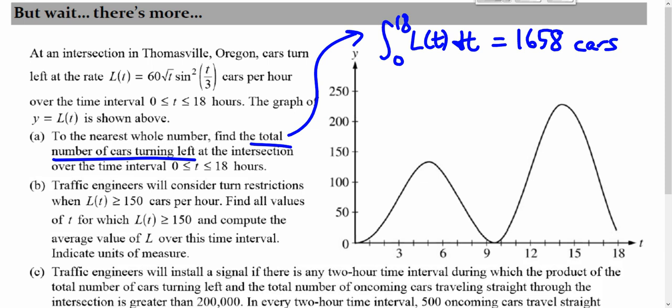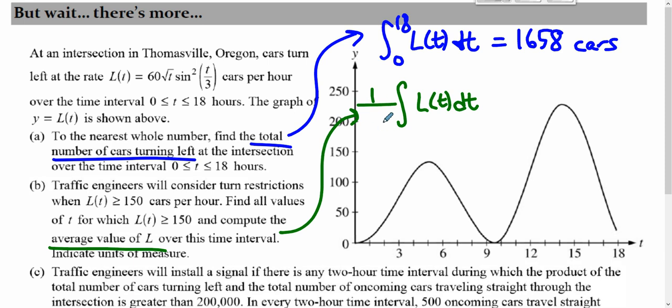Then things get a little weird. Average value of L. We know what an average value is. We know that the average value of a function is its integral divided by the length of the interval. That's how we find the average value of a function. The question is, when is this true? So we graph 150 and see where those spots are.